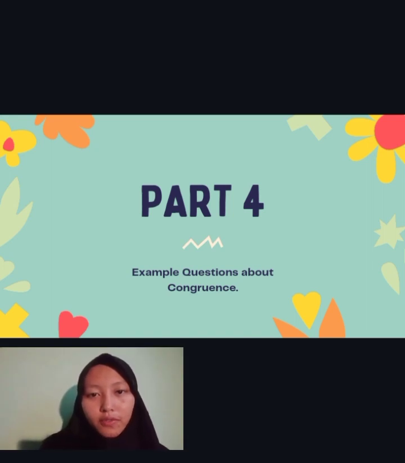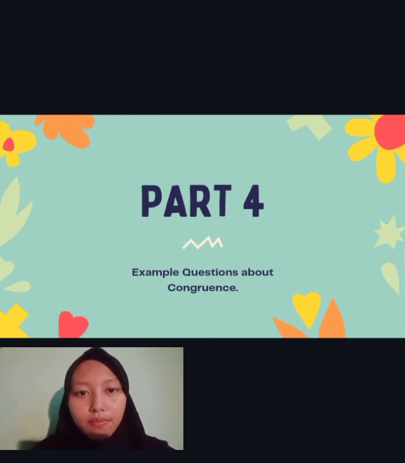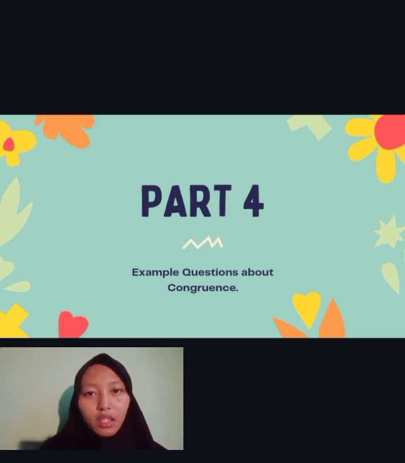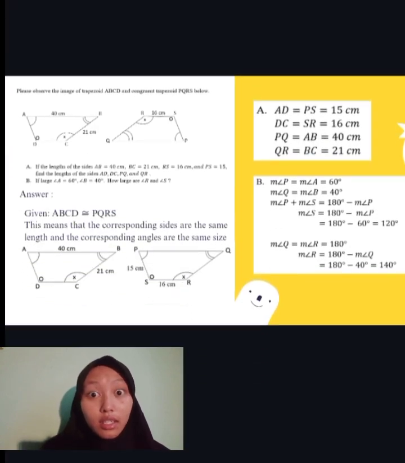Okay, because previously an explanation has been given about the material, next we will discuss an example of congruence. Here is a question: if the length of the sides AB is 40 centimeters, BC is 21 centimeters, RS is 16 centimeters, and PS is 15 centimeters. A. Question: find the side lengths AD, DC, PQ, and QR.